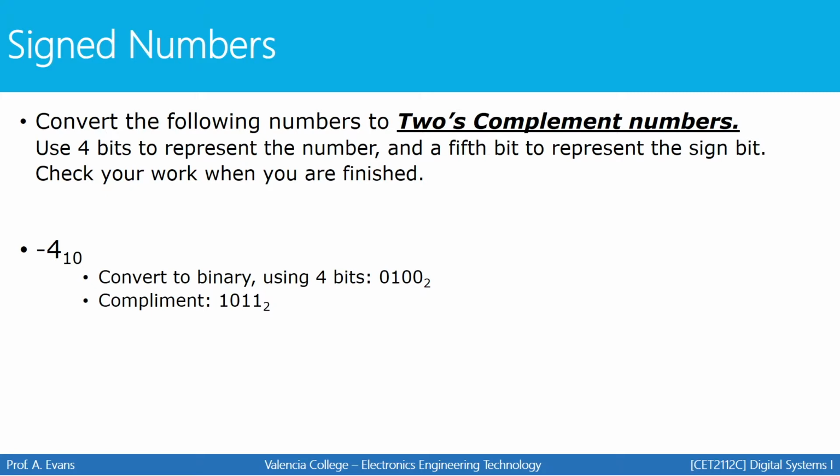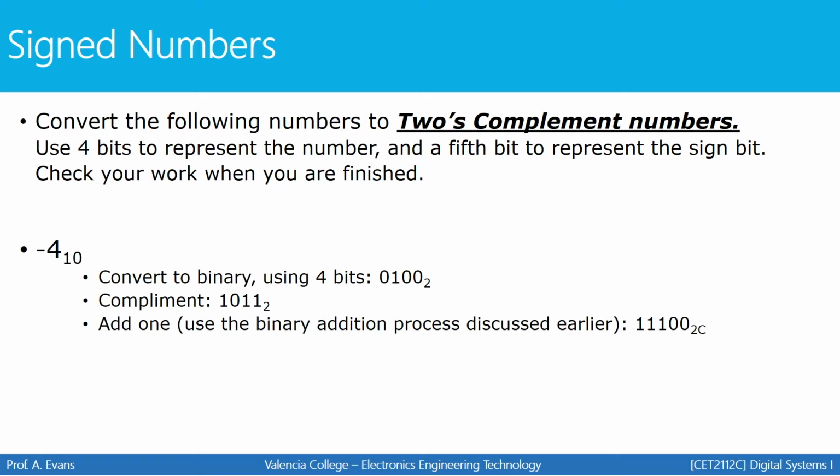Complement that number, 1011. Add 1 and the sign bit. 1011 plus 1 would be 1100, and then a sign bit in front. So -4 in the 2's complement system would be 11100, and here's our check to make sure that that's true.